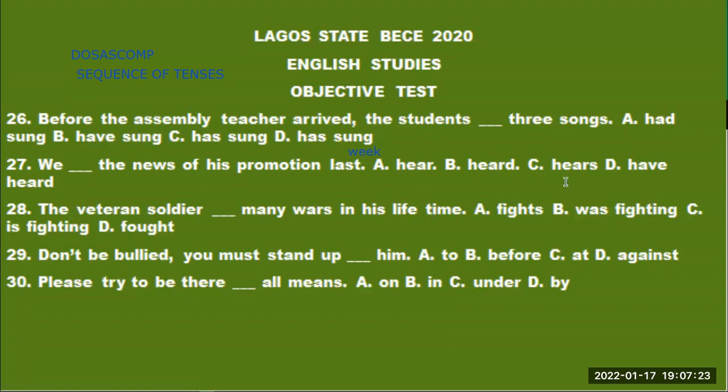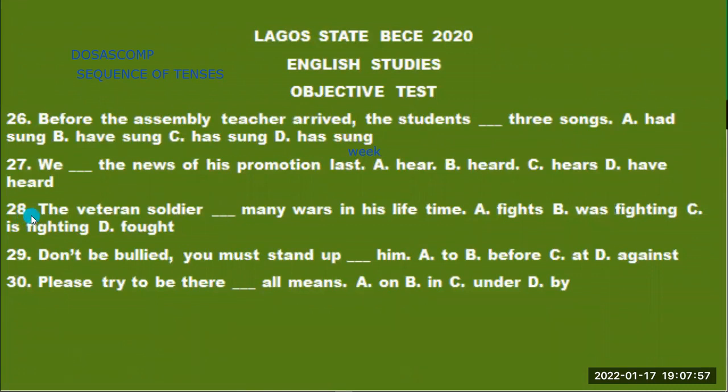Now, we hears does not even agree in terms of concord. We is a plural subject and cannot go with a singular verb, hears. We have heard could have been correct if we are looking at a present situation, or something that requires a present perfect tense. But this one was an event that happened in the past. All right. Now, question number 28.